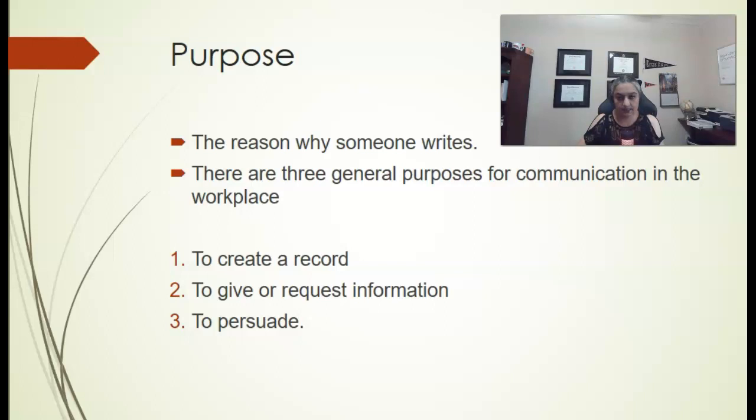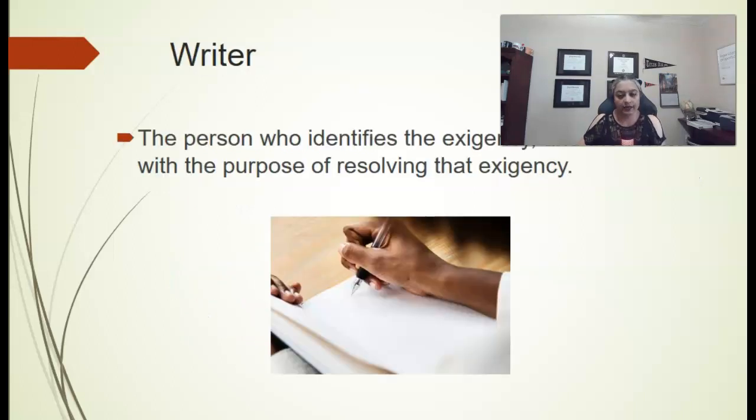reading this text. There are three general purposes for communication in the workplace: to create a record, to give or request information, to persuade. Next is the writer. The writer is the person who identifies the exigency and then writes with the purpose of resolving that exigency.